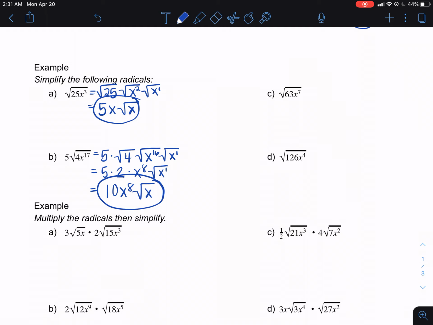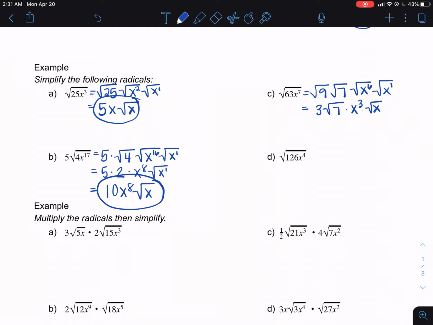All right, looking at c, we have the square root of 63x to the 7th. So 63 can be broken up into the square root of 9 and the square root of 7. And then x to the 7th is going to be the square root of x to the 6th times the square root of x to the 1st. So the square root of 9 is 3. We don't know the square root of 7. Times the square root of x to the 6th is x cubed. Times the square root of x.